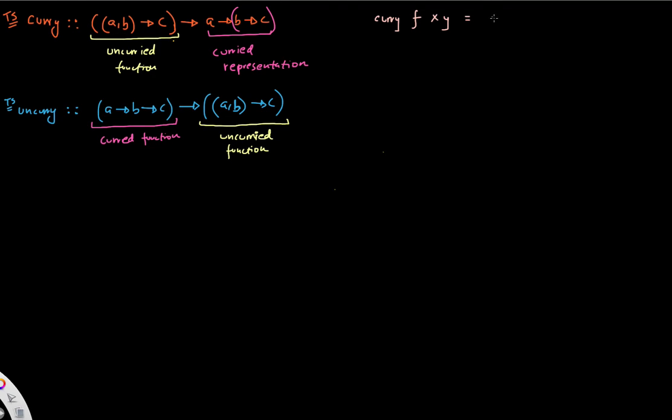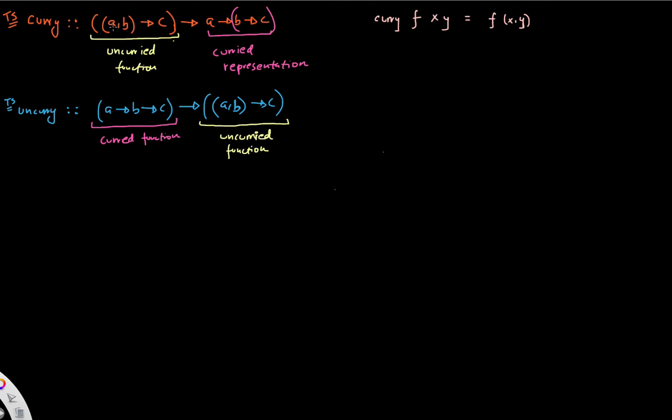So this could be equal to simply f (x, y). So what I do as part of my implementation is this function f takes in as an input a tuple of some values of type a and b.